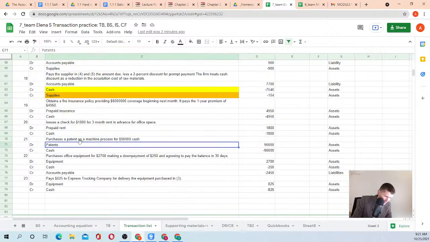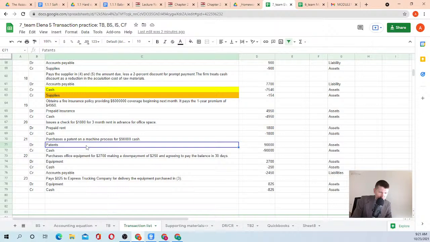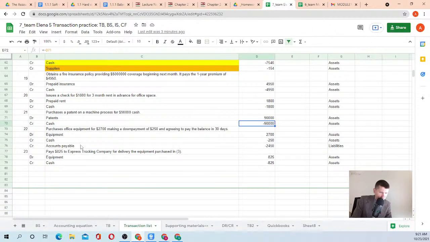Purchases a patent on a machine process for $90,000 cash. So patent is an asset, $90,000. Cash is credit, we paid cash, credit $90,000. Everything is great. Next one.